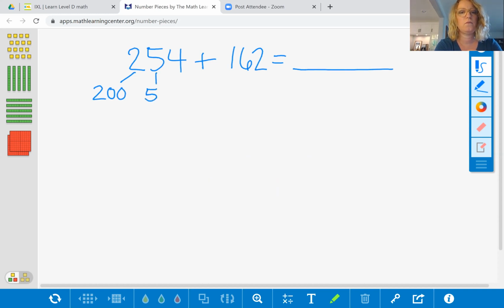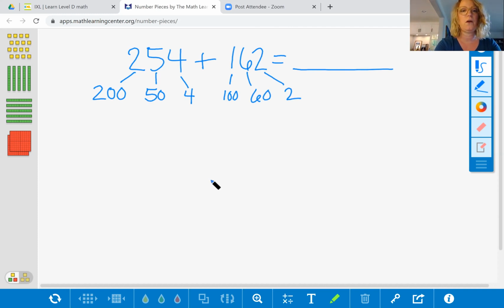50, and then 4. Let's do that again over here for 162. I can see this one represents 100, this 6 represents 60, and this 2 represents 2. Now we can start putting the place values together.